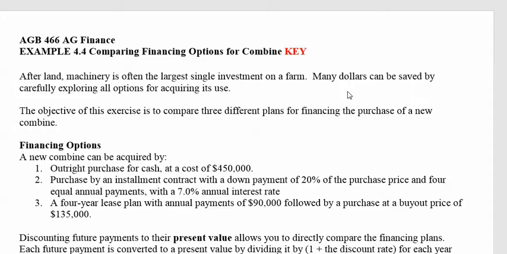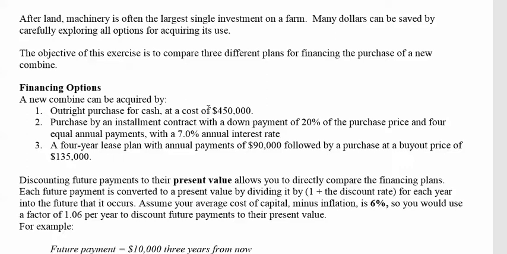Okay, in this example, what we're looking at is computing the financing options for a combine with a purchase price of $450,000. The first option that we have is an outright purchase. So we pay cash. Not many of us have that option, but for this example, we do. We're fortunate enough to have $450,000. We can go to the local equipment dealer and purchase this combine.